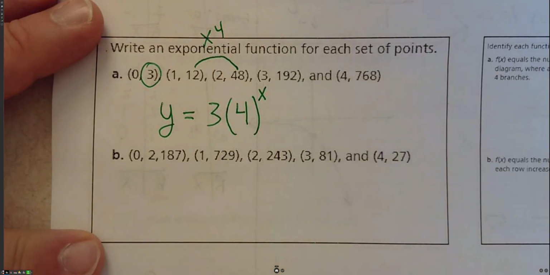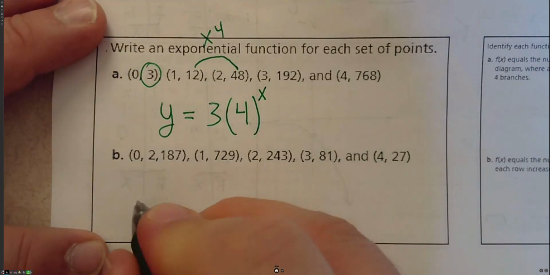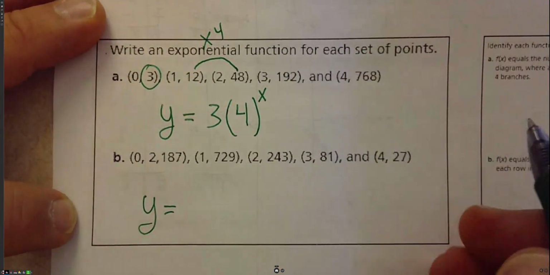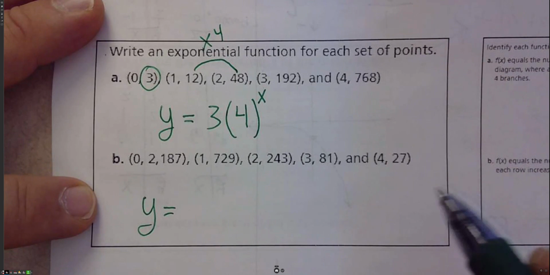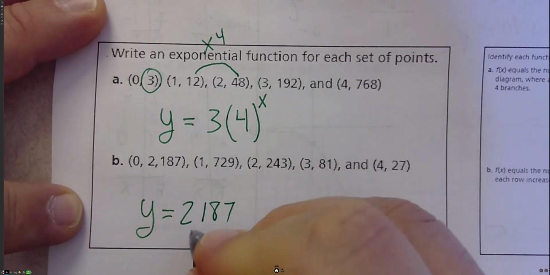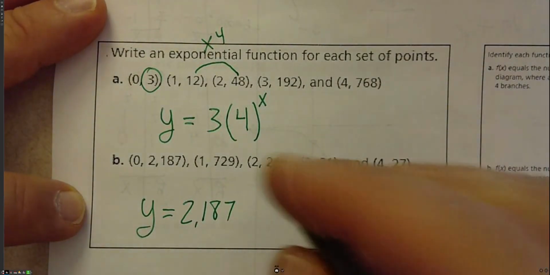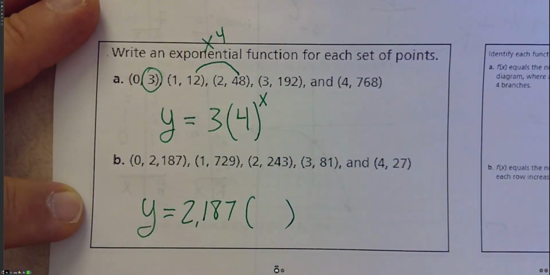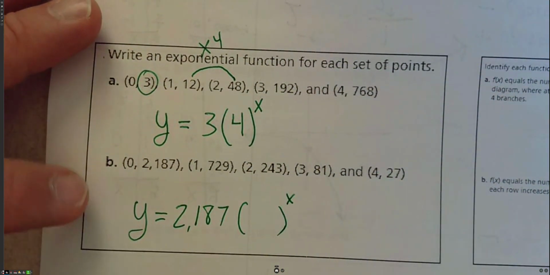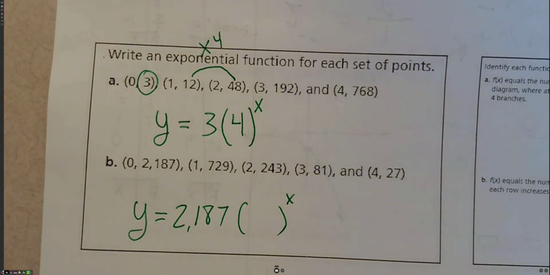2,187. Someone have this equation. Go for it. Y equals 2,187, parentheses, to the power of X. Okay. Isn't it negative? It's not negative. It's a fraction. Yeah, you got it.